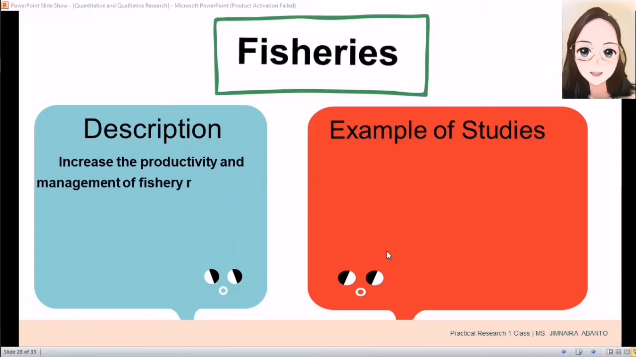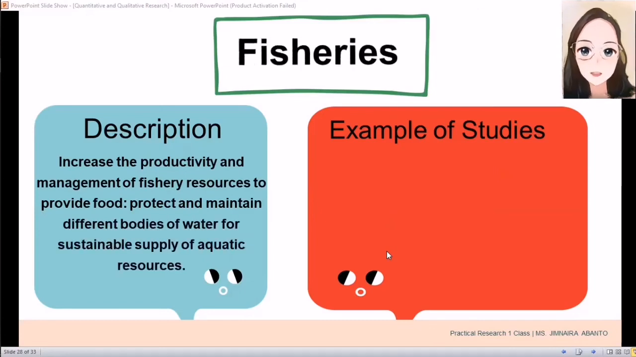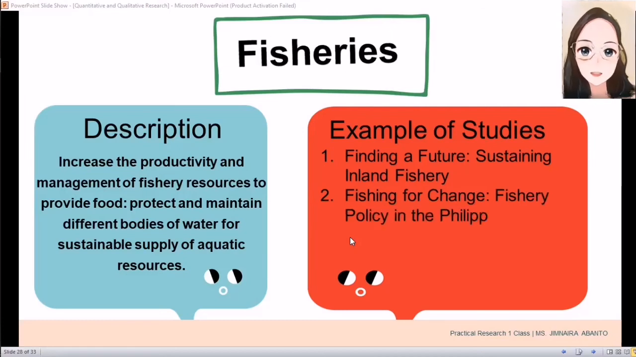Fisheries research is conducted to increase the production of fishery resources for the purpose of providing human food. It helps the fisheries management authority such as Bureau of Fisheries and Aquatic Resources, or BFAR, to protect different bodies of water so that sustainable supply of aquatic resources is maintained. Example of studies, finding a future sustaining inland fisheries, fishing for change, fishery policy in the Philippines.